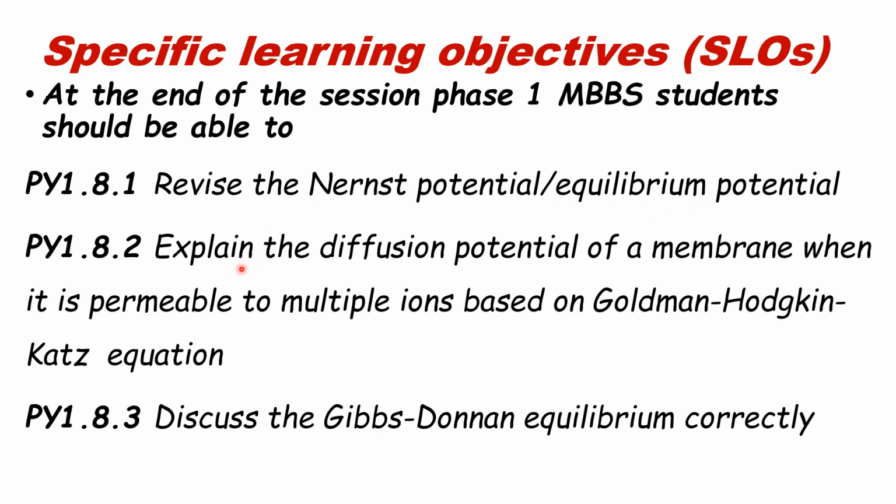Second, the student should be able to explain the diffusion potential of a membrane when it is permeable to multiple ions, based on the Goldman-Hodgkin-Katz equation. So here we will try to find out what is the membrane potential of a membrane when it is permeable to multiple ions, or there is diffusion of multiple ions, and this will be explained with the help of the Goldman-Hodgkin-Katz equation.